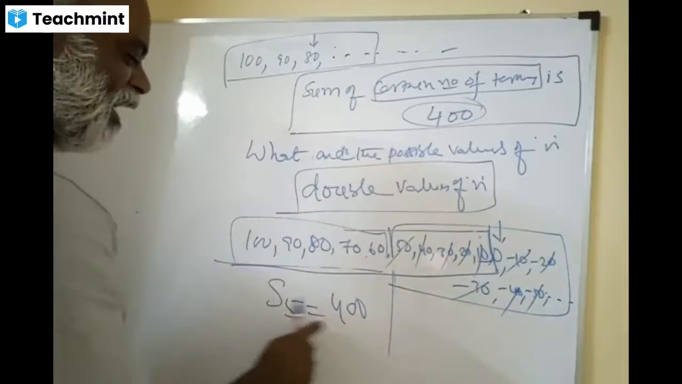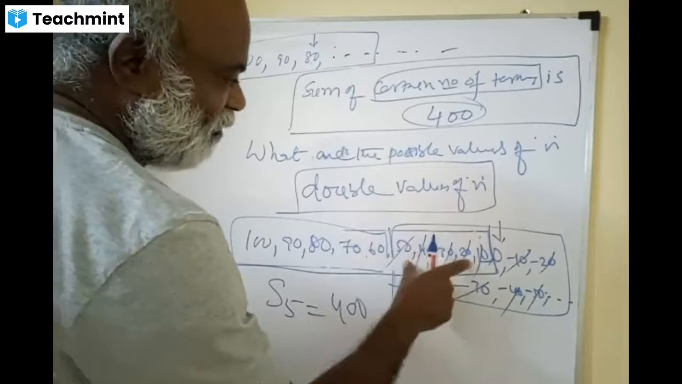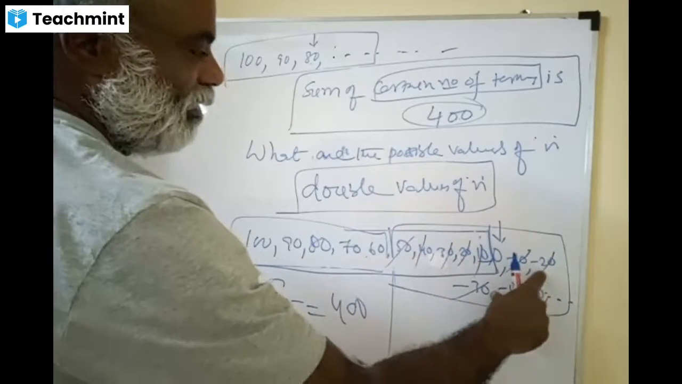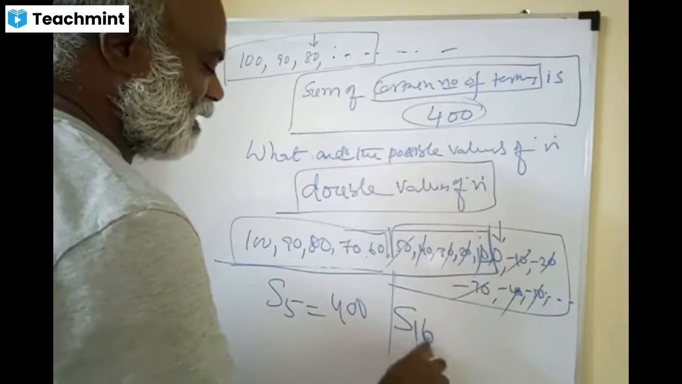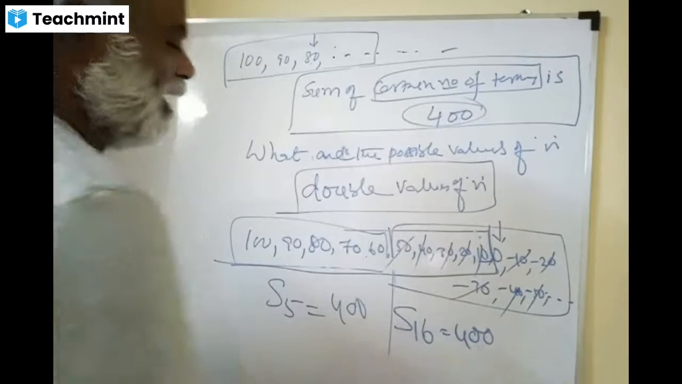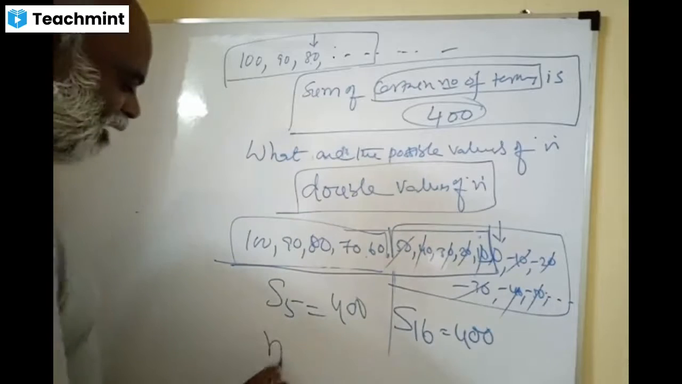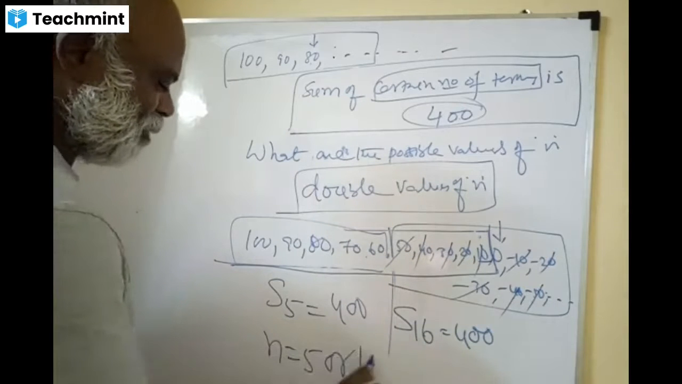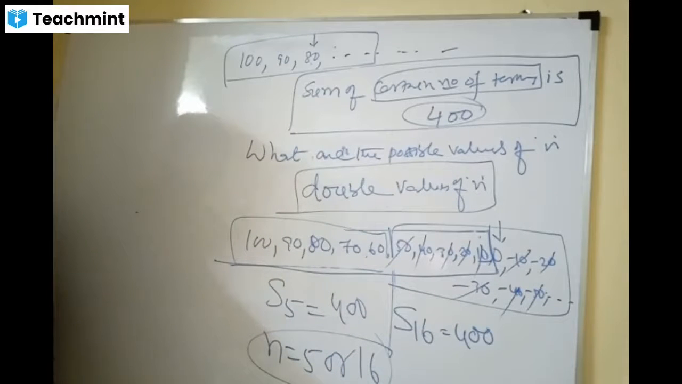Okay, sum of 5 terms is 100, in the 5, in the 5, in the 5. 15 plus 1, 16 terms. Yes, 16 terms also give 400. For me, this is a beautiful thing, or not, you tell me. So, n can be 5 or 16. This is a very, very peculiar one. Very, very different one. All of you clear with me, please?